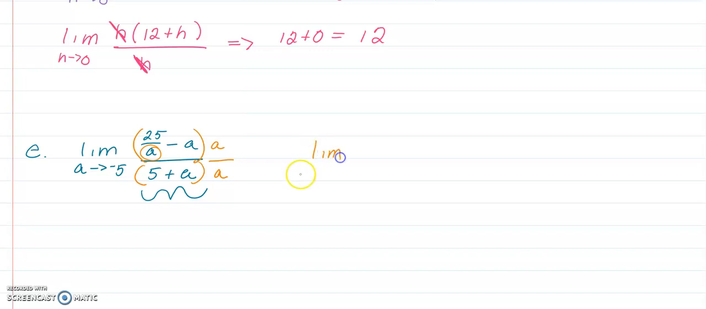So I get the limit as a approaches -5. I distribute a of 25 minus a squared. I'm going to leave the denominator in factored form. I don't need to distribute it. I really want to get rid of that 5 plus a, and in order to do so, I need to have this in factored form.